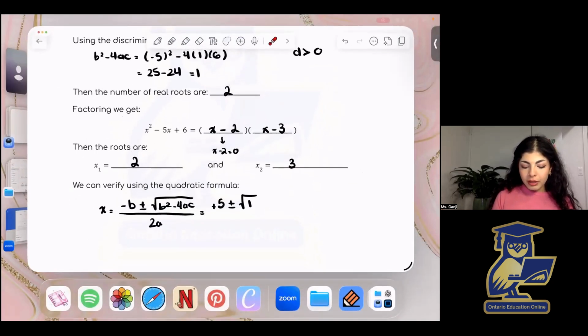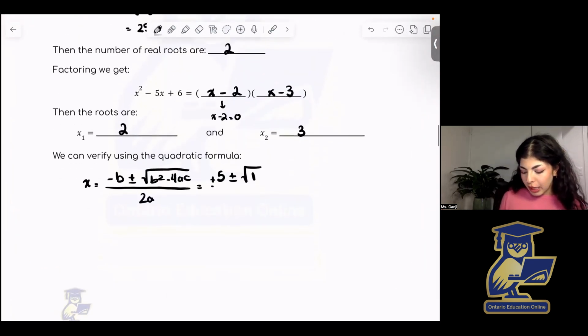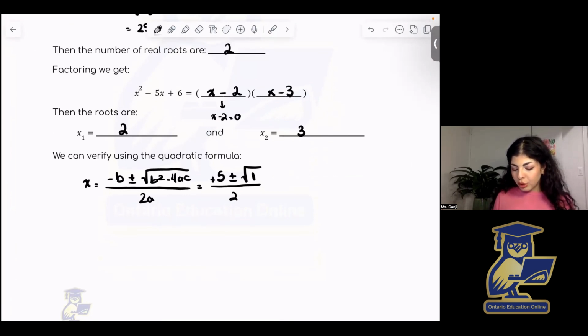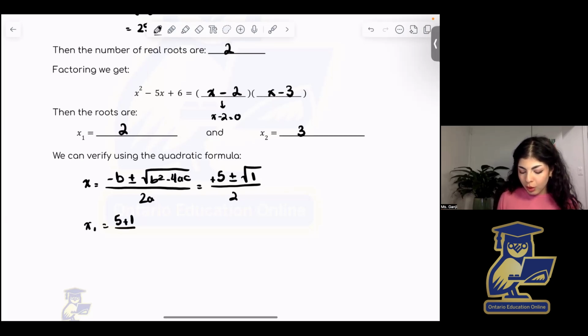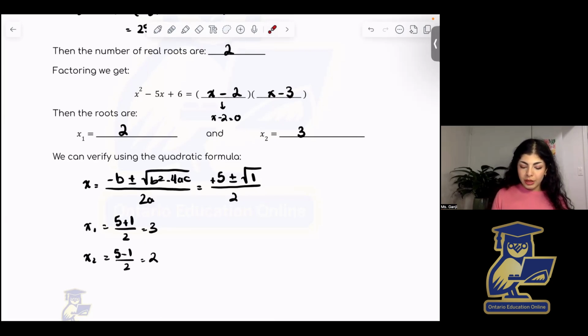Hopefully you got the correct answer there and it follows through, but we'll be able to check once we find our two roots. So here we have also 2 because a is 1. And I'm actually going to split this now. x1 is going to be, and the square root of 1 is just 1, so it's going to be 5 plus 1 over 2, which is 3. And x2 is going to be 5 minus 1 over 2, which is 2. And yes, we actually got those same two roots here.